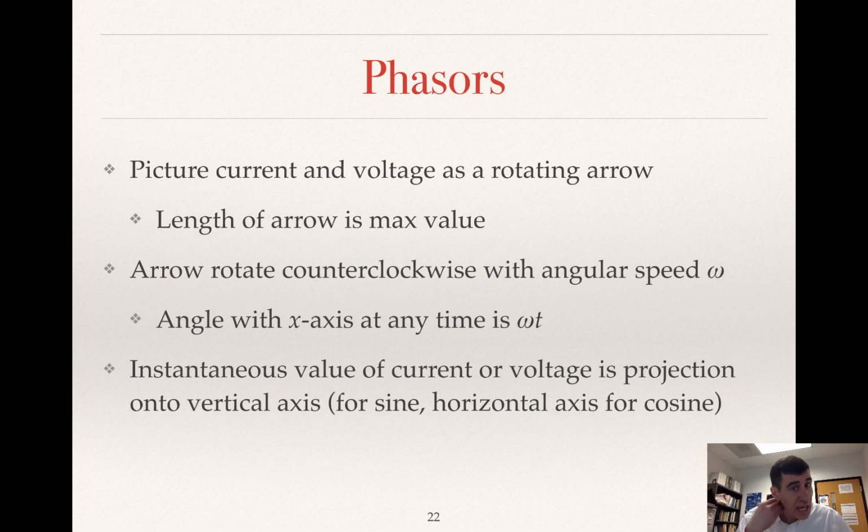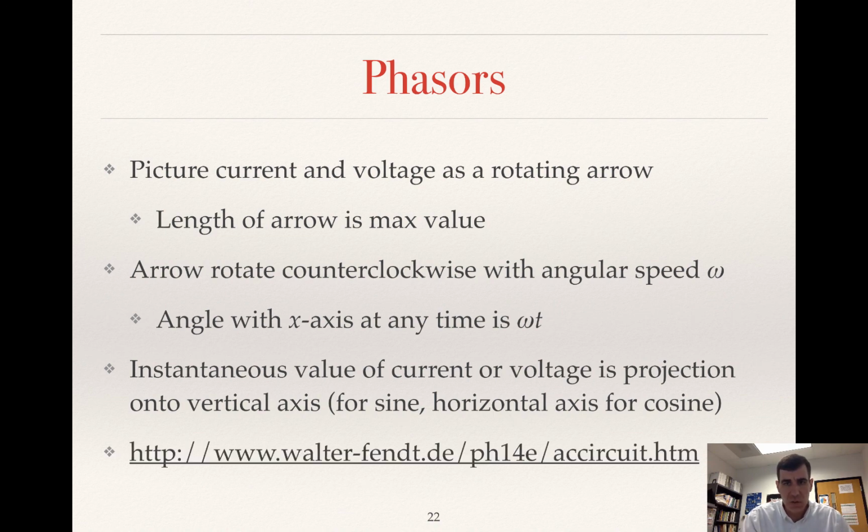The instantaneous value of either the current or the voltage is just the projection of that arrow onto the vertical axis. That's if we're using the sine function, or we could have picked cosine also, in which case we'd be looking at the horizontal axis. We're going to be doing some examples of these in class. There's a nifty little online tool you can use to actually show some of these phasors. And we'll be looking at the phasors for resistors, capacitors, and inductors in class.